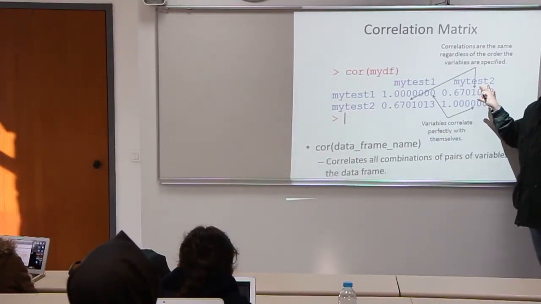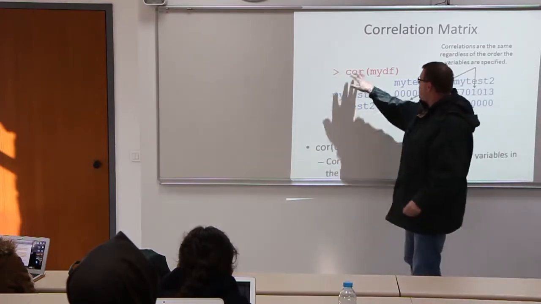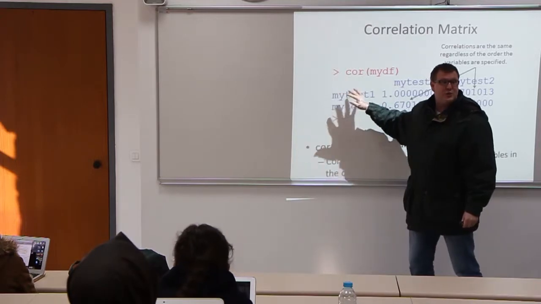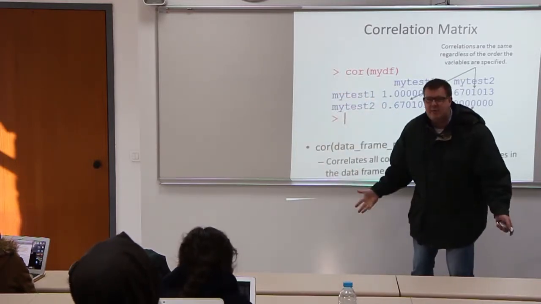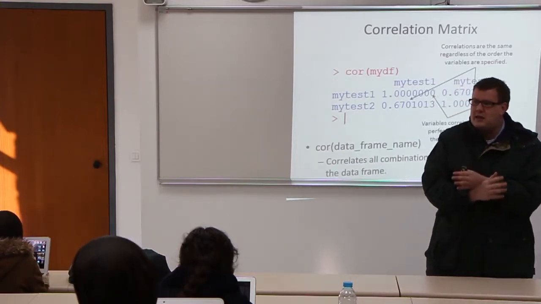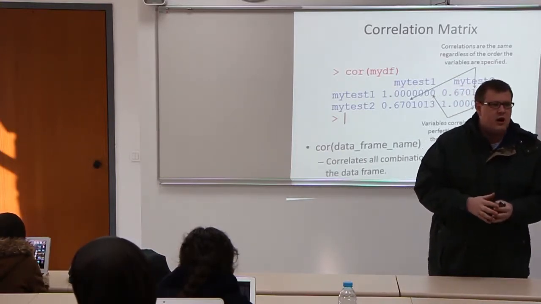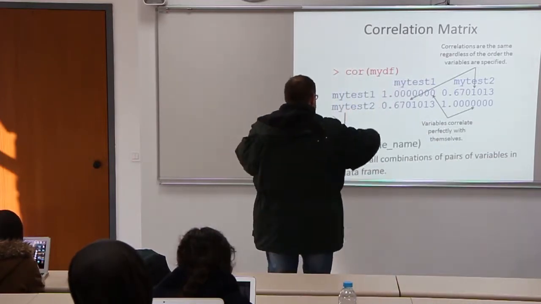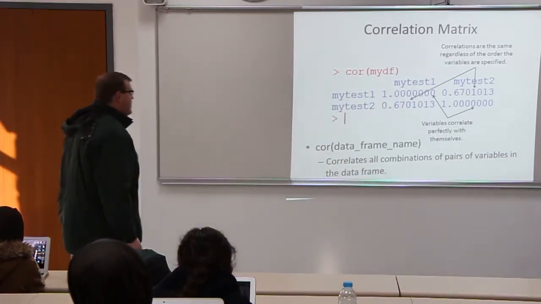I think for one of the homeworks I may have said something like correlate test 1 with test 2, and now correlate test 2 with test 1. You get the same thing, because the relationship between the two is the same regardless of whether you look at one first or the other first. So it's basically redundant information.